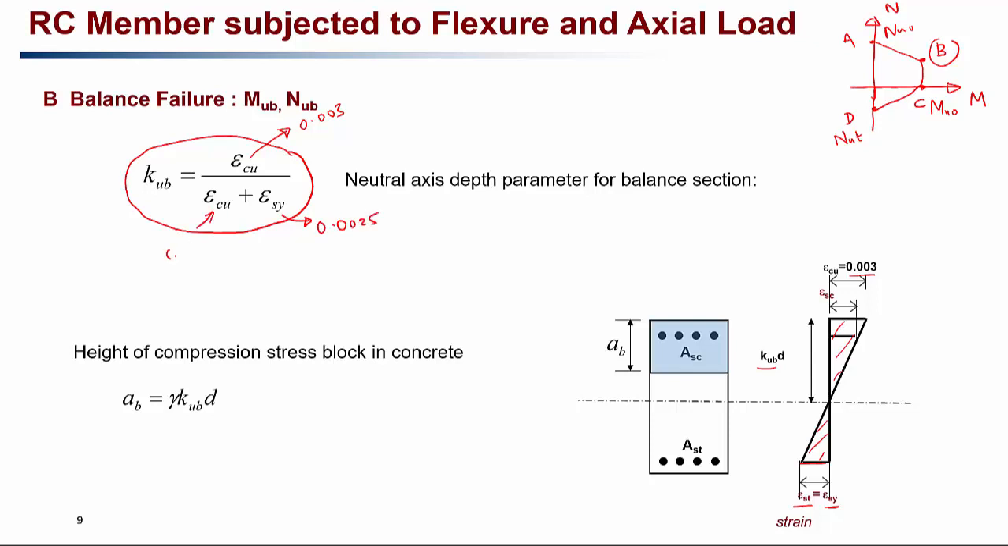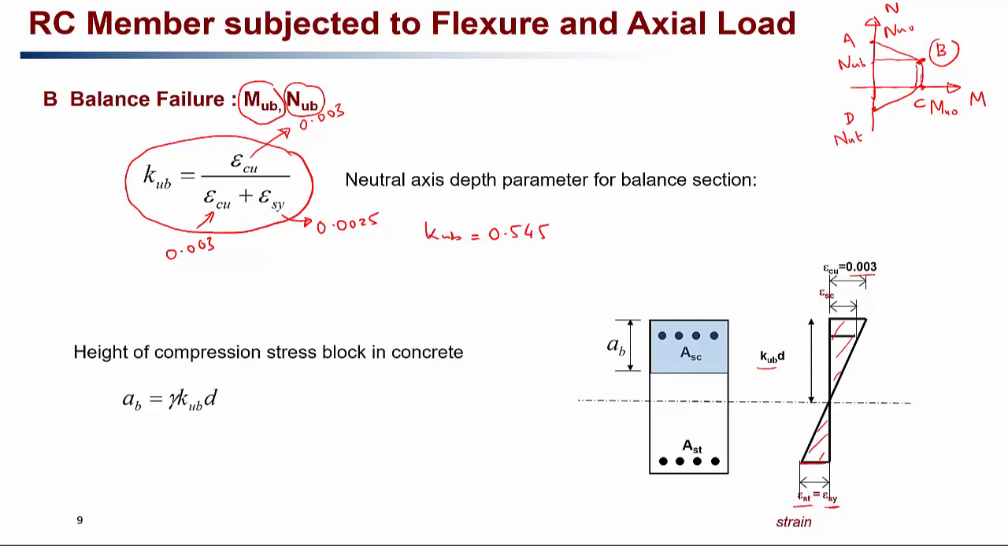Again, this one is 0.003. So we can find KUB easily here. KUB will come out as 0.545 for 500 megapascal steel. With this information, we can find out the moment and axial load capacity at the balance failure, because at the balance failure we have the axial load as well as the bending moment. So we need to find out NUB and MUB as well.